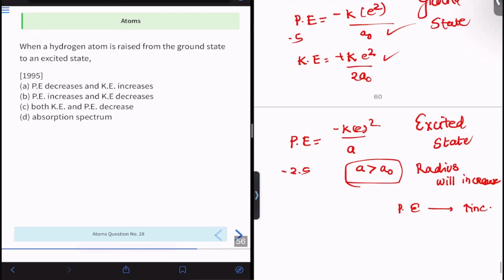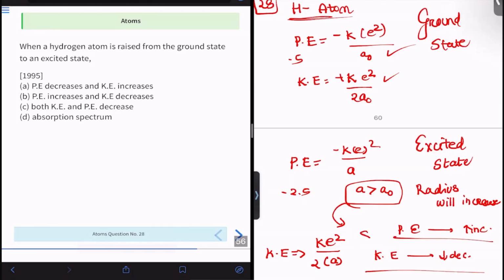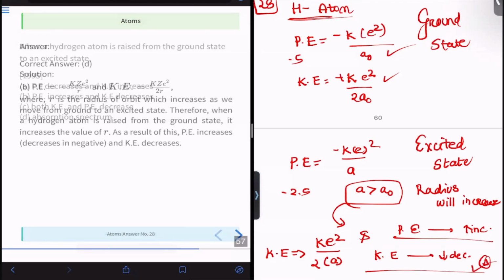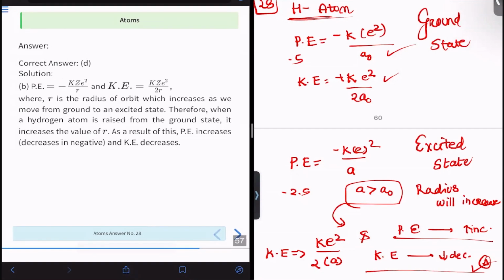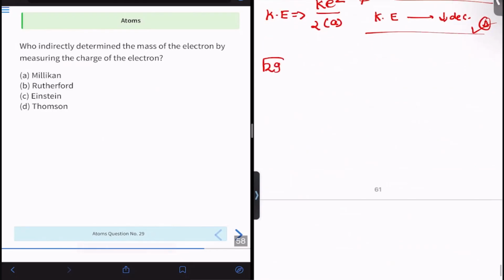And what is happening with kinetic energy? Kinetic energy is positive, and the radius is increasing in K e square upon 2a, where the value of a is again more than a naught. So the value will decrease. In which of the options is it given that potential energy is increasing and kinetic energy is decreasing? Option number B. With this I'll move to question number 29. I hope question number 28 was very clear for you.